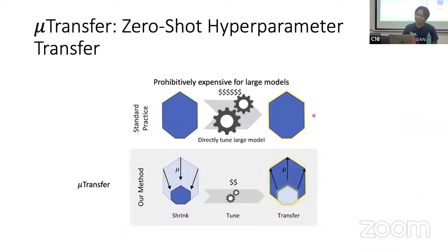So with this in mind, it's very natural to come up with what's called a zero-shot hyperparameter transfer algorithm, which just means that instead of tuning the large model directly, which again can cost $10 to $100 million, you shrink the model to be very, very tiny, and then you tune that small model, and then just copy the hyperparameters back to the large model. So this sounds super simple.